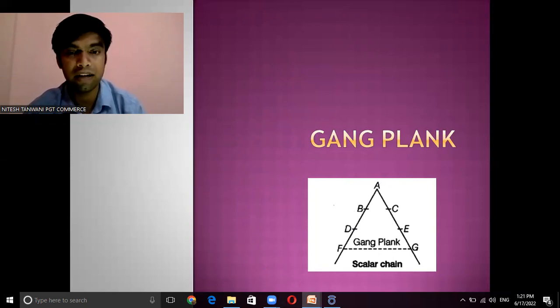But if there is an emergency of work that they have to perform, then what will be done? In the condition of emergency, F will directly contact G, because they are both at the same level of management. So they can directly contact, and this is called gangplank. In a similar way, D can also contact E in an emergency. B can also contact C in an emergency.